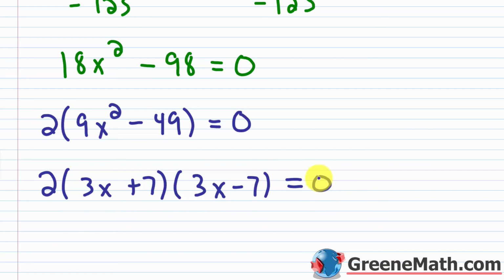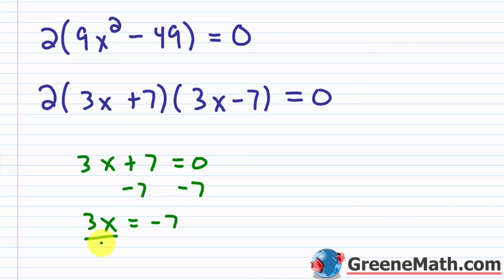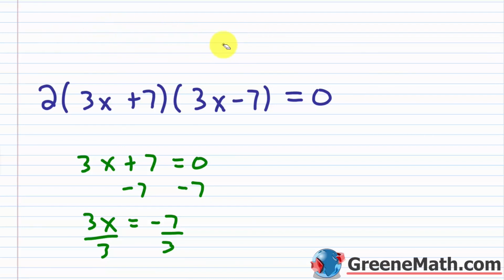So from here, what we're going to do is set each factor with a variable involved equal to 0. So I'm going to say that 3x plus 7 equals 0. Subtract 7 away from each side of the equation. You get 3x is equal to negative 7. Divide both sides by 3. And one proposed solution would be that x is equal to negative 7/3. So let me erase this so we have a little room. And I'll write this up here. I'll say x is equal to negative 7/3.